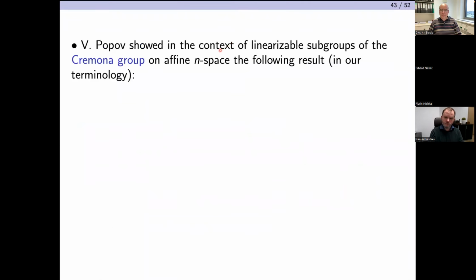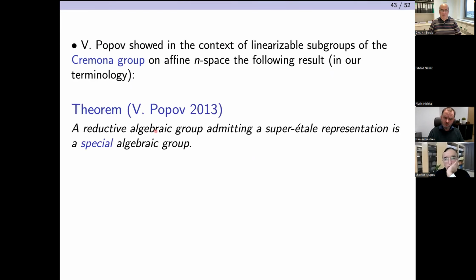Well, Popov had a paper on linearizable subgroups of the affine Cremona group, which is like an infinite dimensional algebraic group, and the Lie group counterpart is called the Jonquières group. And he said, in our language, the following, namely that reductive groups having a super étale representation, so where the stabilizers are even trivial, is special, must look like this.